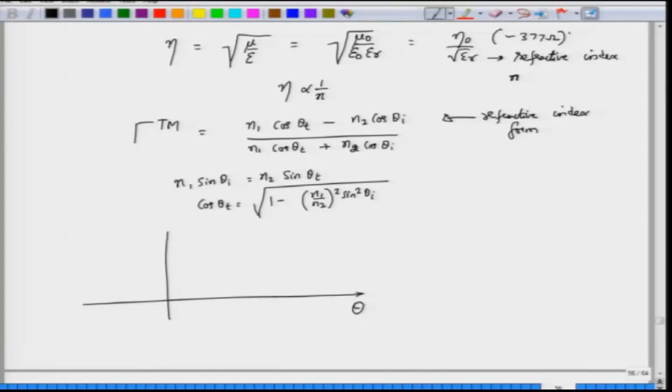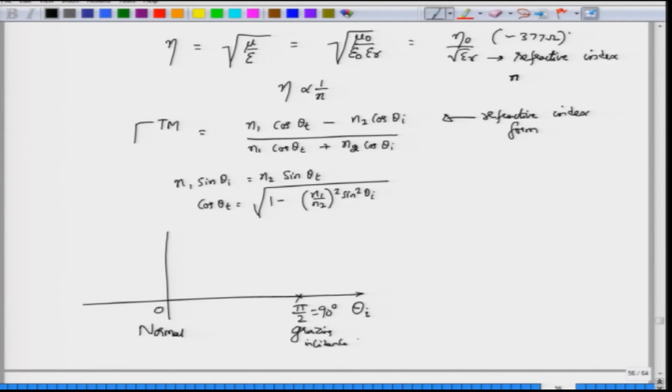Now, what I can do is obtain a plot or graph wherein I vary the angle of incidence theta I. What is the acceptable range for theta I? Theta I equal to 0 corresponds to normal incidence, and theta I equals pi by 2, which is 90 degrees, would correspond to what is called grazing incidence.